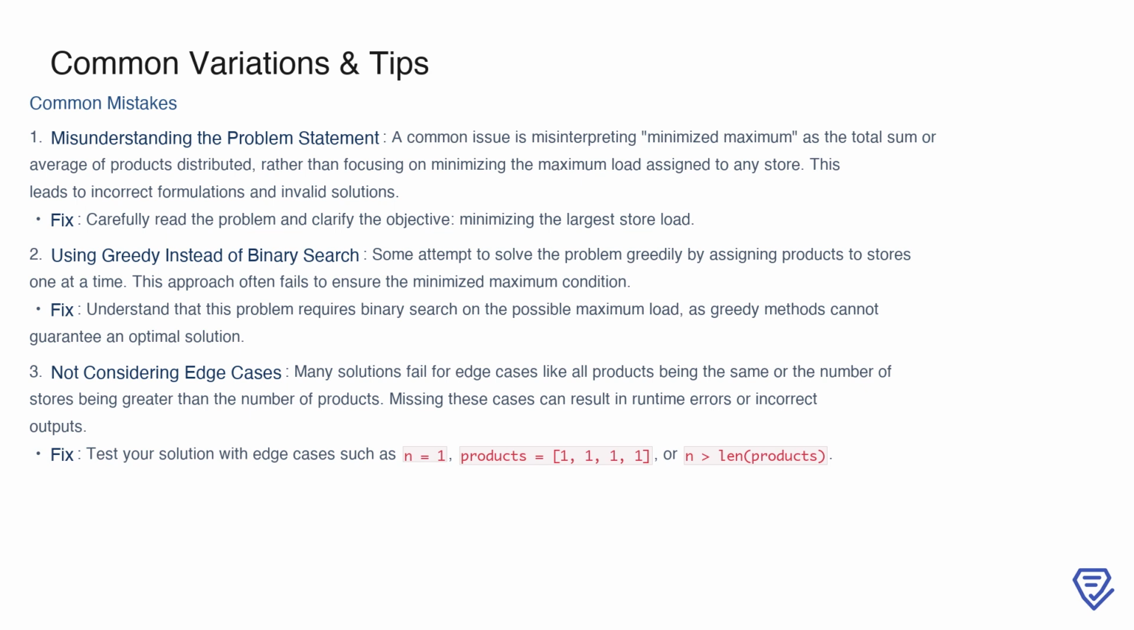Scenarios like having only one store, all products being identical, or having more stores than products often reveal overlooked logic or unchecked assumptions. To address this, testing with edge cases such as n equals 1 or products equals 1, 1, 1, 1 is essential for avoiding runtime errors and ensuring correctness across all inputs.